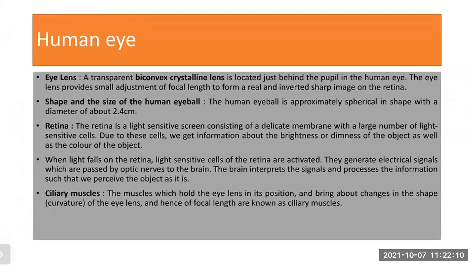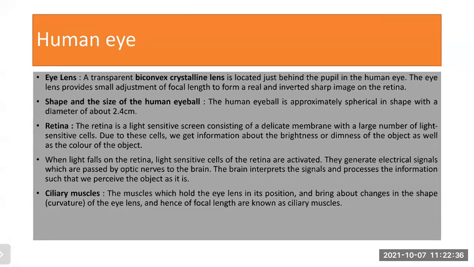Okay. Then afterwards, we have the ciliary muscles. Now, what is the role of the ciliary muscle? The muscles which hold the eye lens in its position and bring about changes in the shape of the eye lens, and therefore of the focal length, are known as the ciliary muscles.